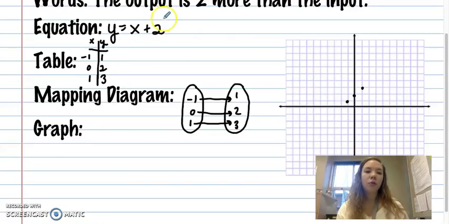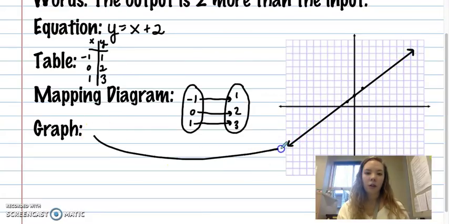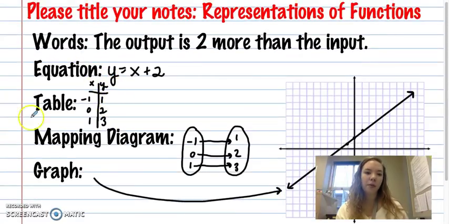You could have also used your equation. If you start at 2, and you have a slope of 1, you'd be going up 1 over 1, up 1 over 1. Either way, you get this line for your graph. Okay, and you do have graphs to cut and paste into your notes today. Okay, so there's our graph. So these are all the different ways we can represent one function.